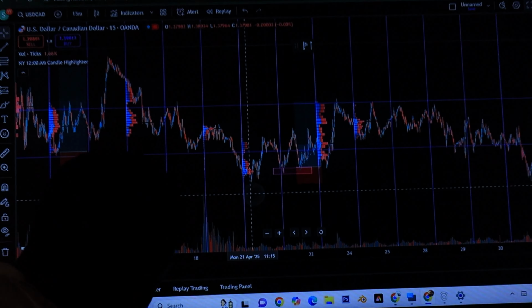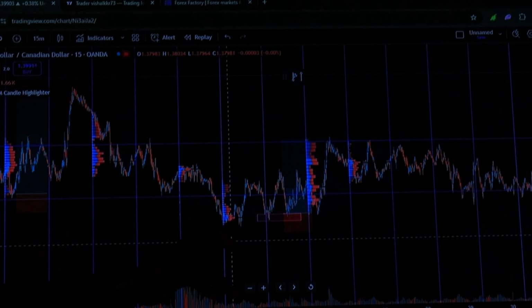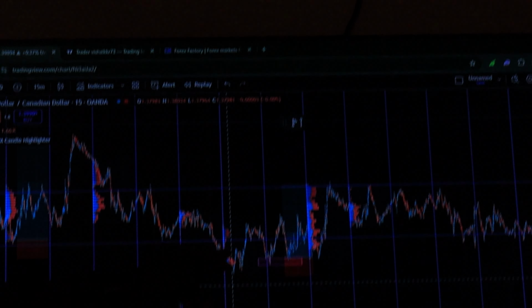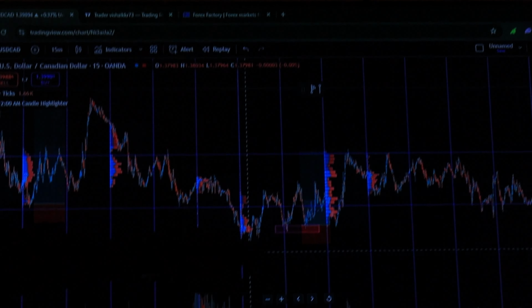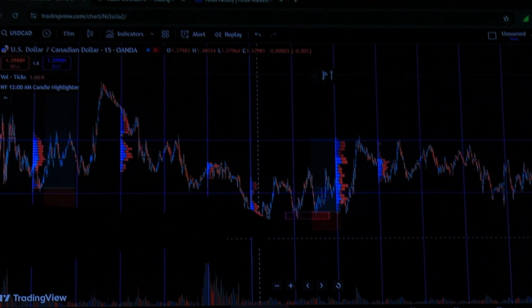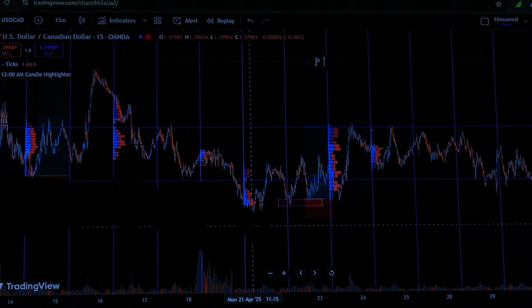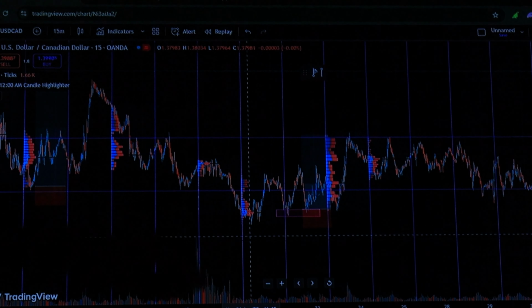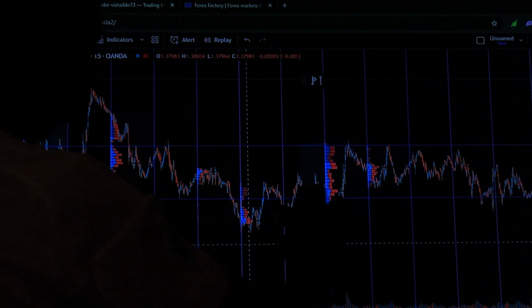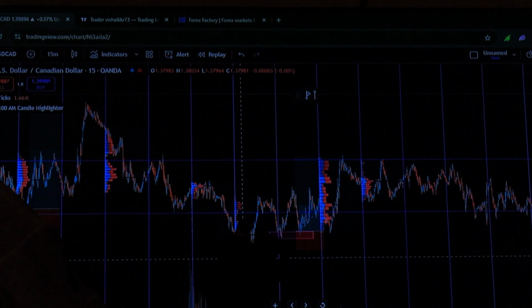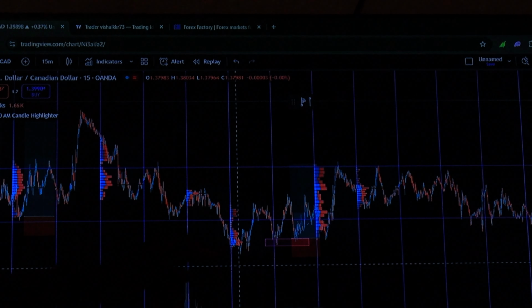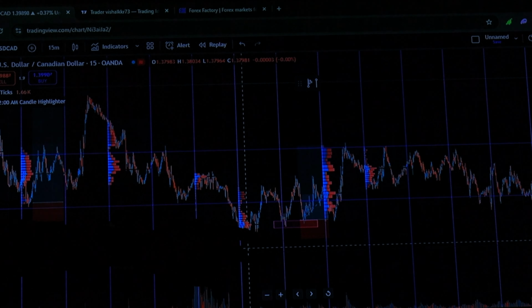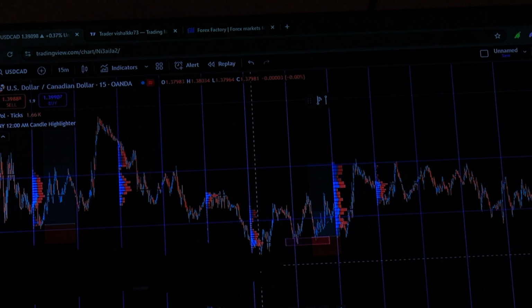A weak rejection happened here, and I waited for a valid market structure shift. Waited for the market to tap out in the zone, an imbalance zone. So this was an imbalance zone right here. So I waited for this market to come and tap that imbalance zone. I actually placed my buy positions here.